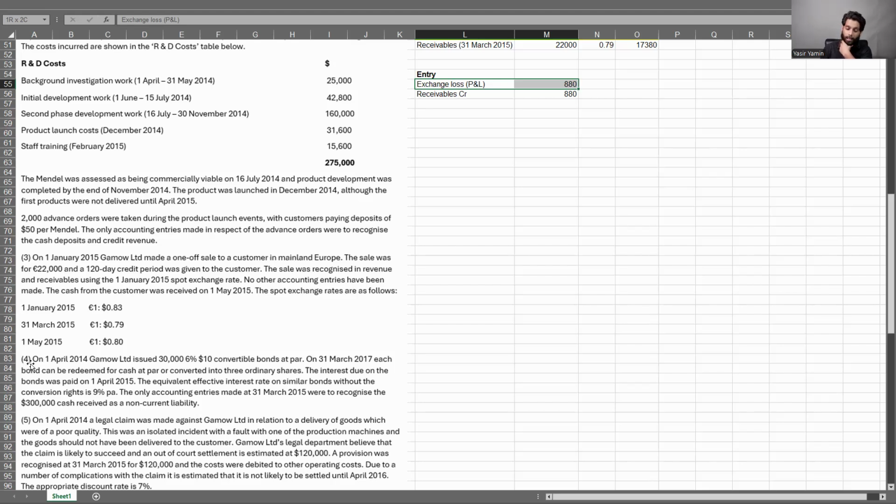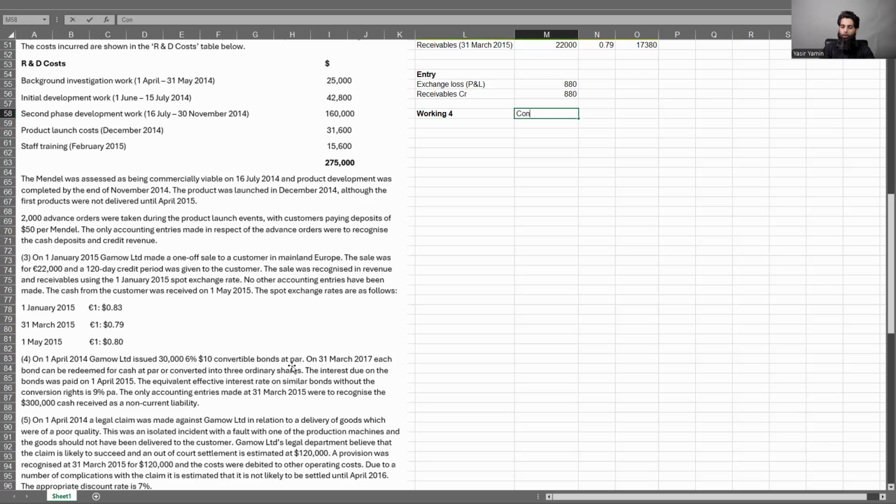Note number 4, guys. Let's see how many of you can do it. It says that on 1st April 2014, which means it's the start of the year, Gamow Limited issued 30,000 6% $10 convertible loan notes at par. Not a difficult thing. It's working number 4.